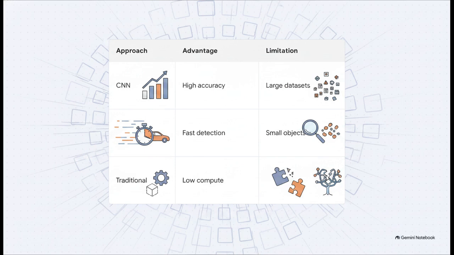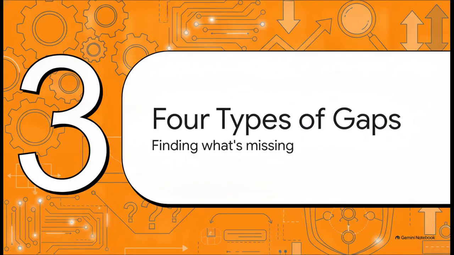Understanding a trend means recognizing that performance isn't just about raw accuracy. It's speed, it's cost, it's complexity, and it's energy consumption. Which brings us to section 3, the 4 types of gaps.